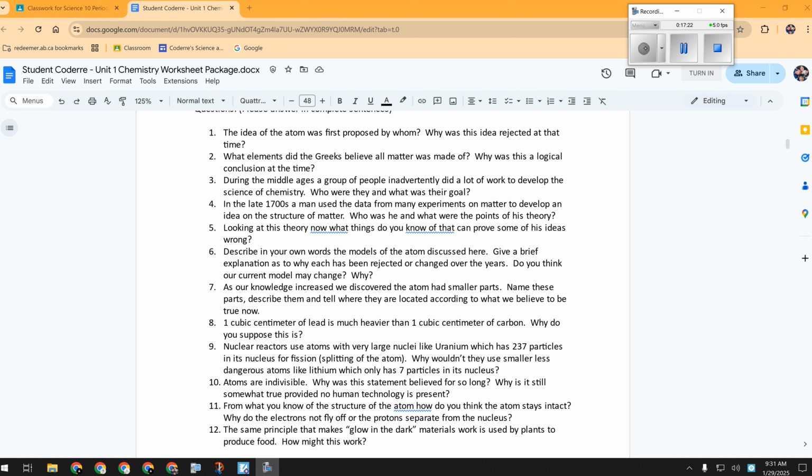Number 3, in the Middle Ages, some people inadvertently did a lot of work to develop the science of chemistry. They were the alchemists. Okay, what were they trying to do? Change one element to another. Right, okay, get rich by turning cheap stuff like lead into expensive stuff like gold.